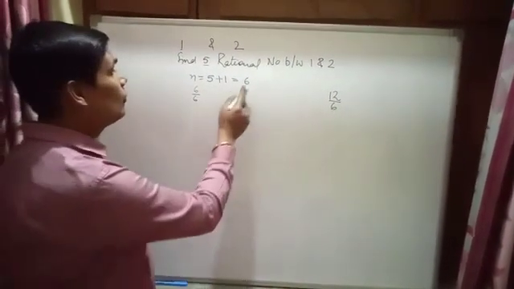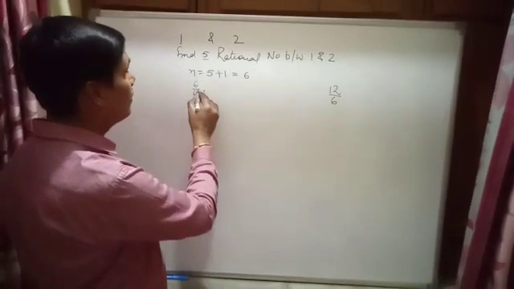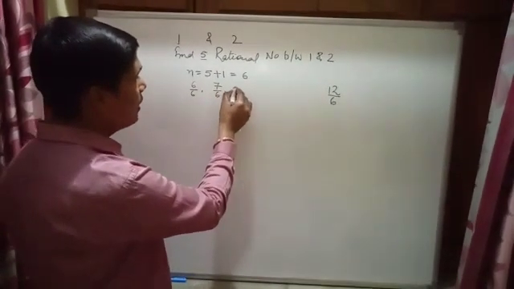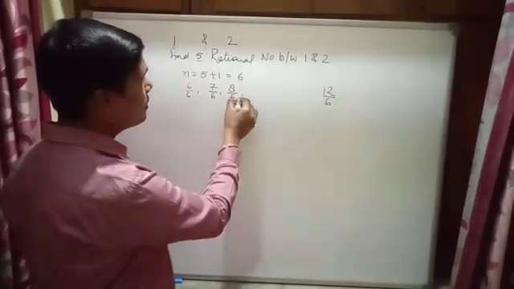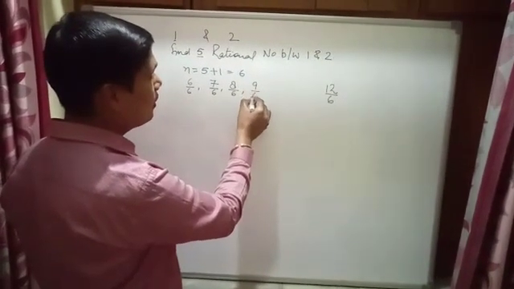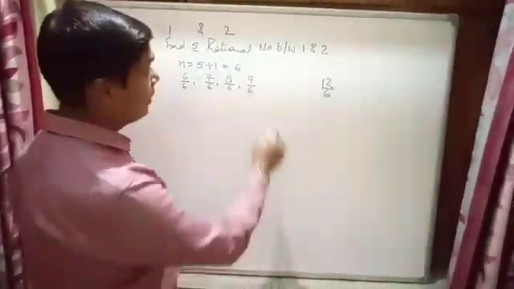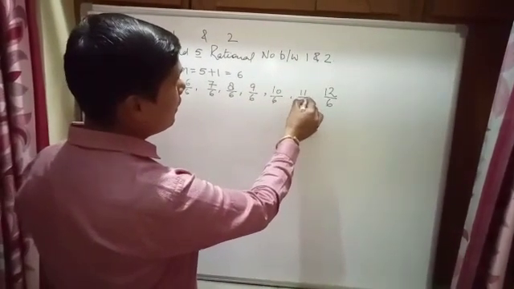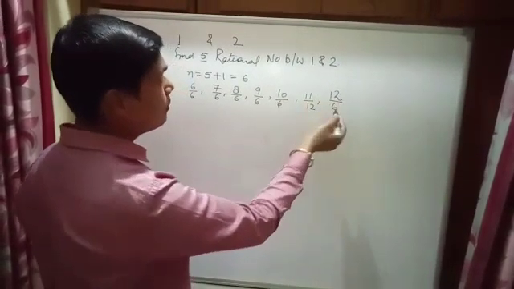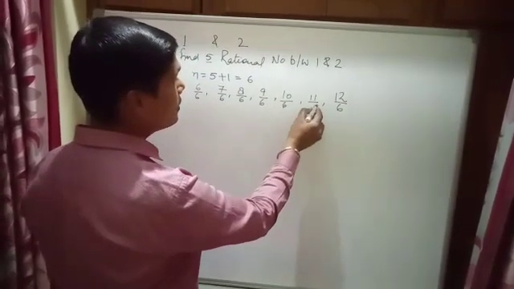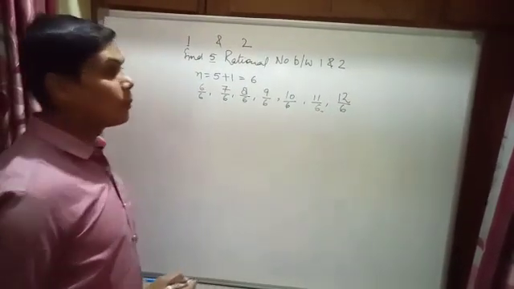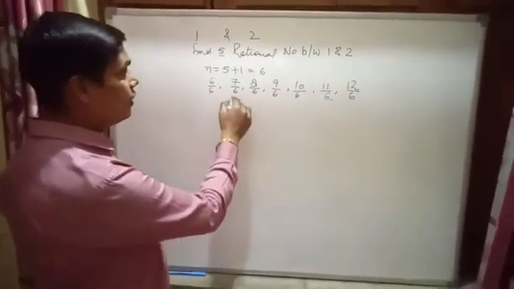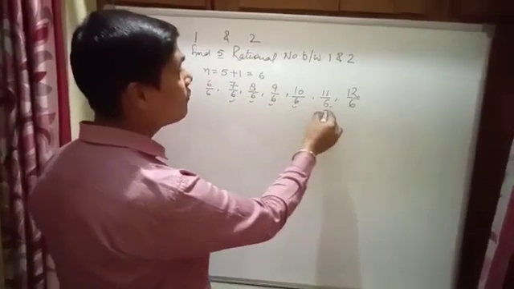How? You will write five numbers between them. Firstly 6 by 6, next number will be 7 by 6, next number is 8 by 6. What is the next number? 9 by 6. The next number is 10 by 6. The next number is 11 by 6. And the last number is 12 by 6. We got the five numbers, 1, 2, 3, 4, 5.